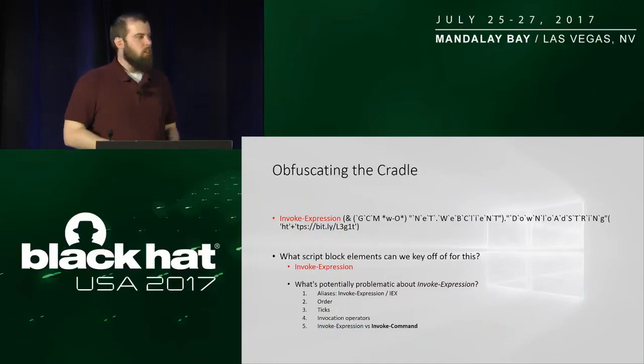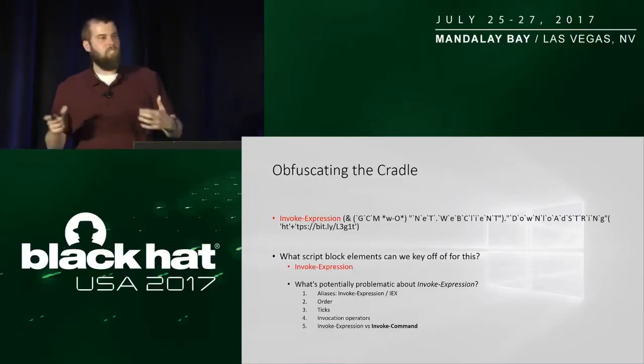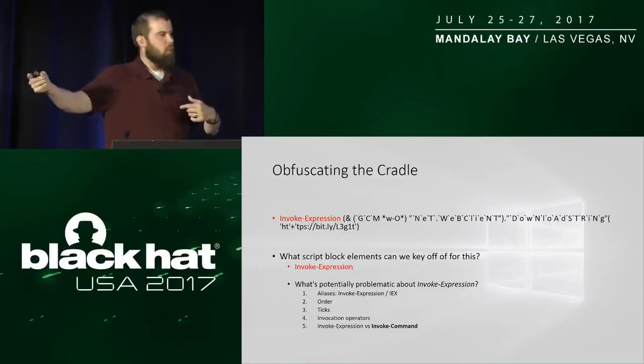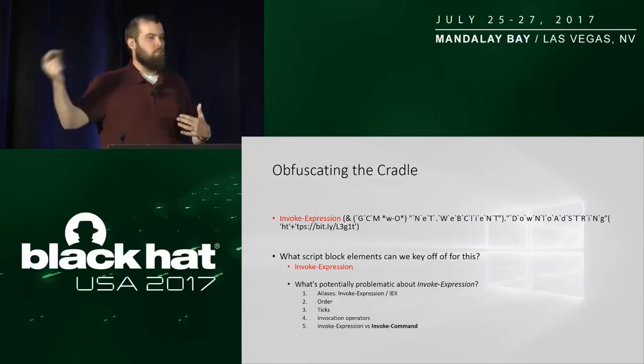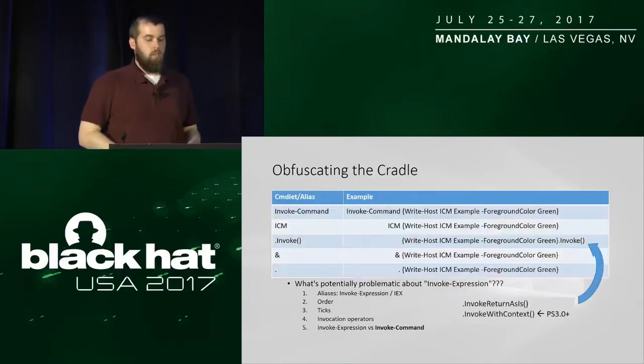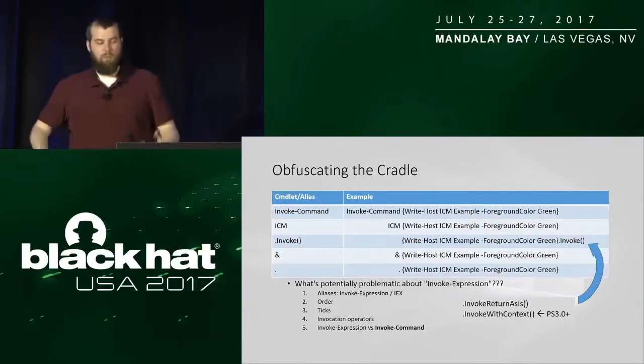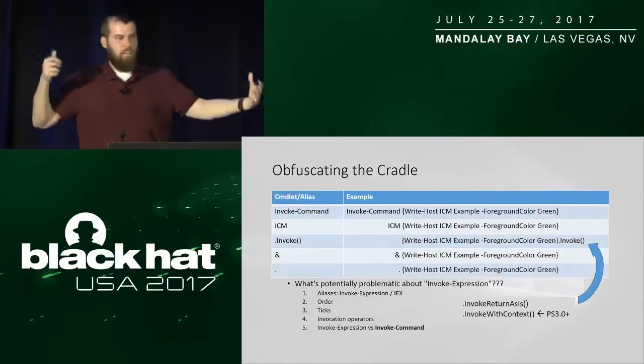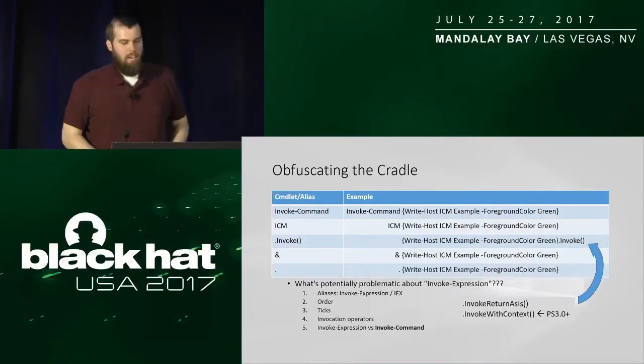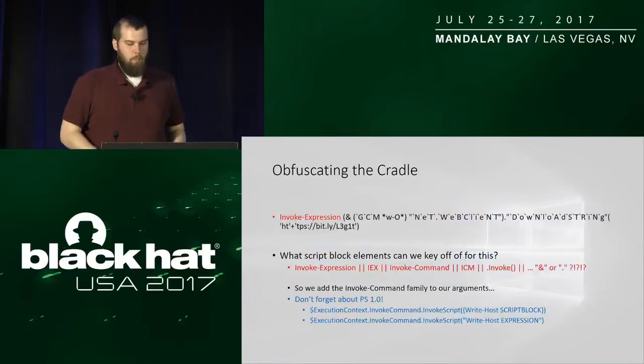Then we also have invoke expression's cousin, as I like to call it, which is invoke command. Now, typically you'll see invoke command when you're running like PowerShell remoting, you want to run on another system. But if you never define computer name for a remote system, then it'll run locally. So with invoke command, you have its alias of ICM. You can use .invoke, you can use the ampersand or the .invocation operators, invoke return as is, invoke with context, so many options. And again, we have to be aware of these options as defenders.